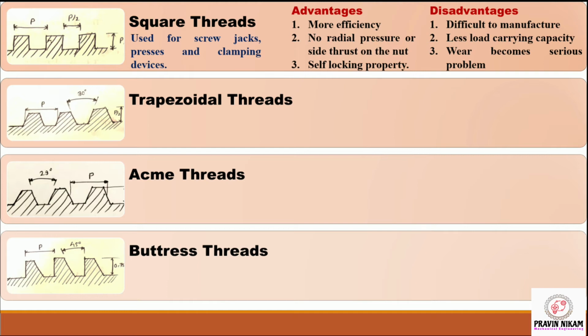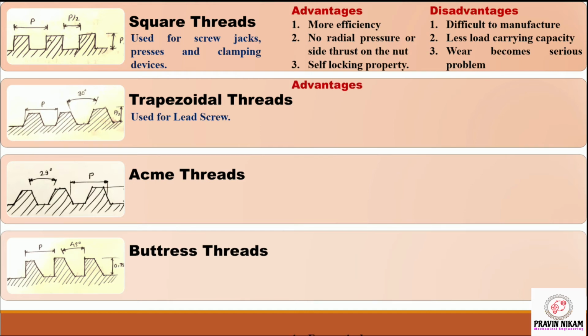Now see, the second type of thread is trapezoidal threads. Where is it used? It is used for lead screw in lathe machine. You can see on the lead screw trapezoidal threads having angle 30 degree.